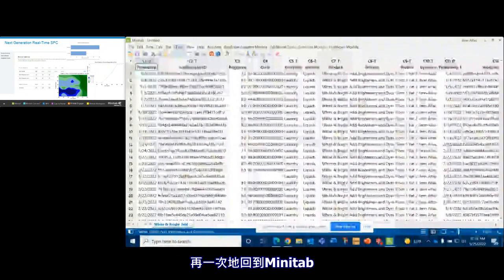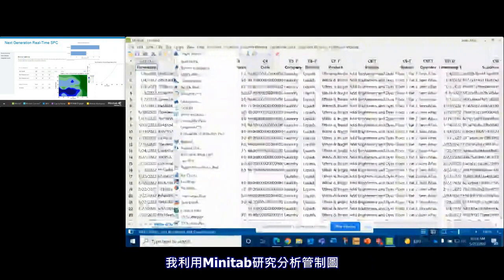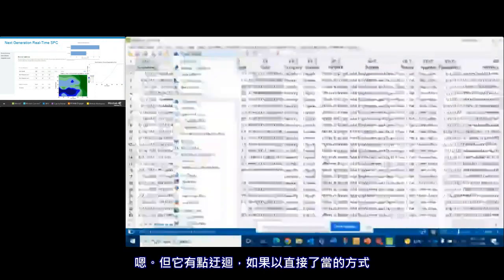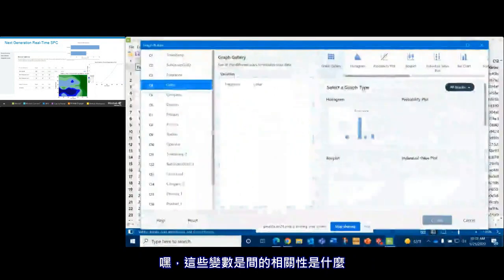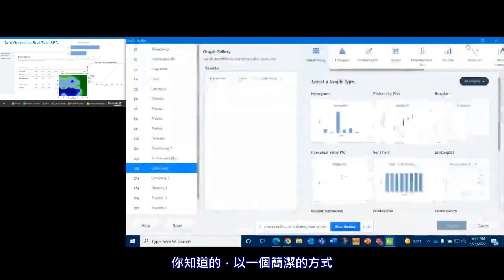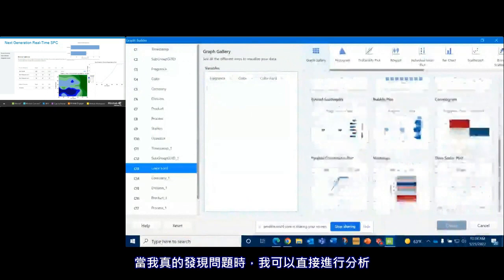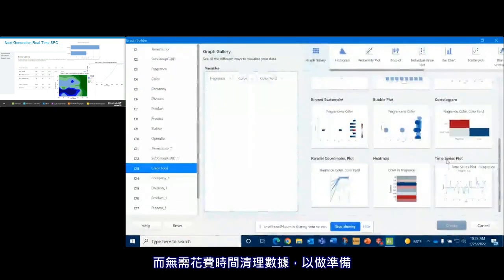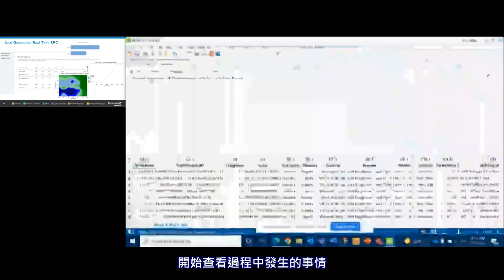And again, here I am back in Minitab, which is kind of where we started the webinar, where I might be looking at control charts within Minitab for an analysis. But it's somewhat circular, where if I get to the point where I need to understand how these variables are related, having this information all in a nice, clean format that's ready to go means that when I do identify a problem, I can get right into my analysis and not spend any time having to clean that data and get it ready. Which means I can start looking at analyses, start looking at some graphical views of what's happening on my process to start to dig into that.